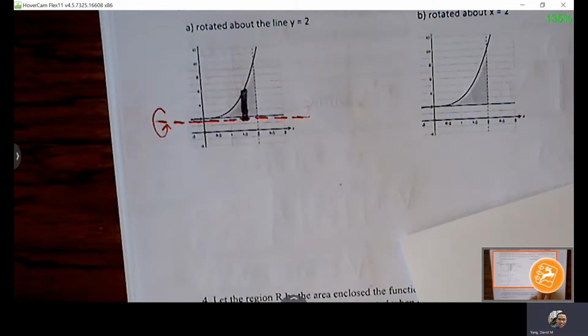Okay, any questions with part A? All right, try part B. Now part B is going to be a vertical line, right? Vertical line.